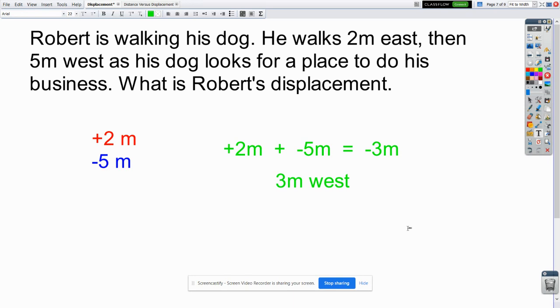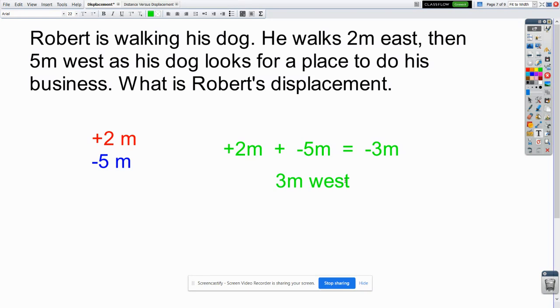Again, north, east, right, up, those are generally given positive values. West, left, down, south, those are all given negative values. Make sure that you include them when you do the addition so you'll get the correct sign on your answer indicating which direction you've ended up.